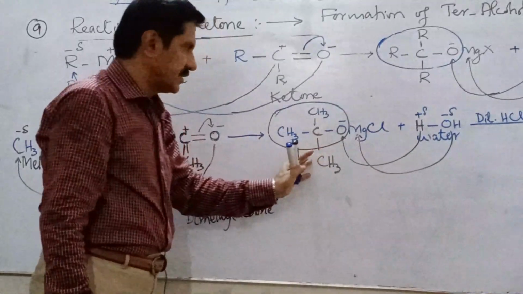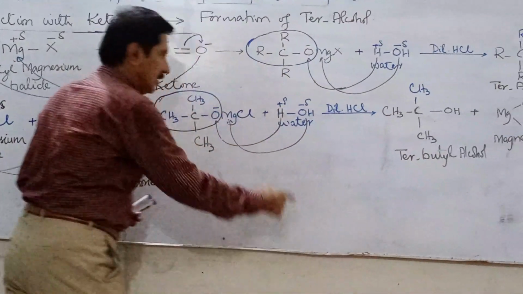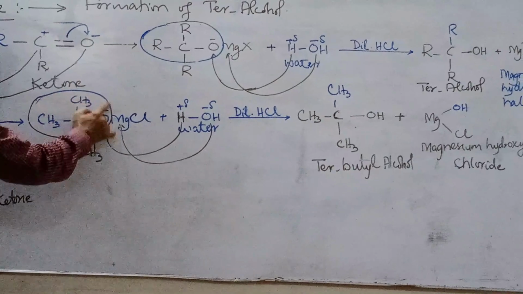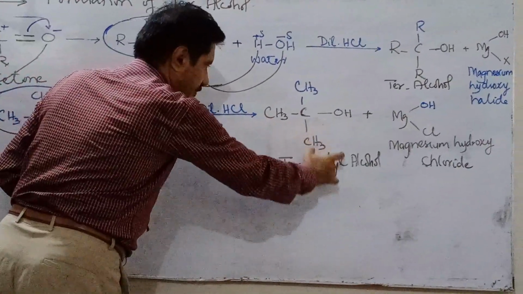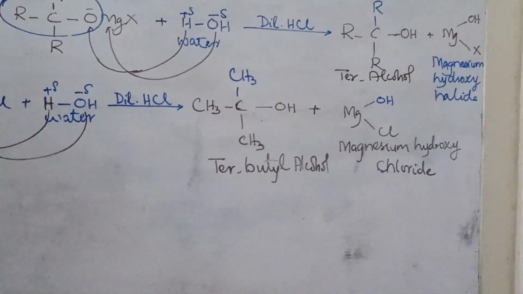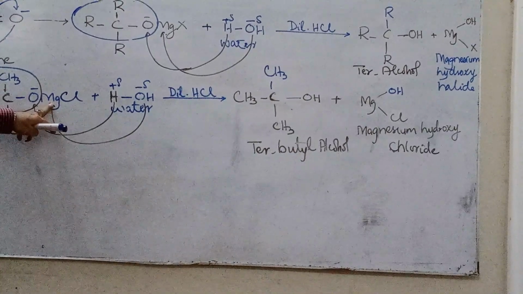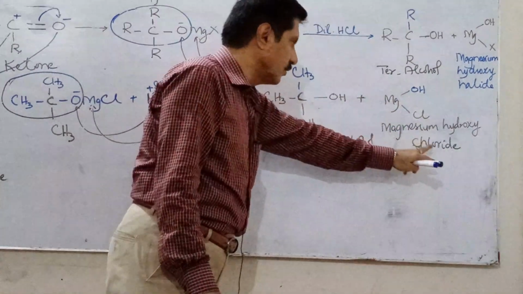When reacted with water, this intermediate product will be converted into tertiary butyl alcohol, because this partially positive H of water will take this negative part of the molecule, making the product tertiary butyl alcohol, while the OH group, hydroxy group, will be attached to the MgCl, making it magnesium hydroxychloride.